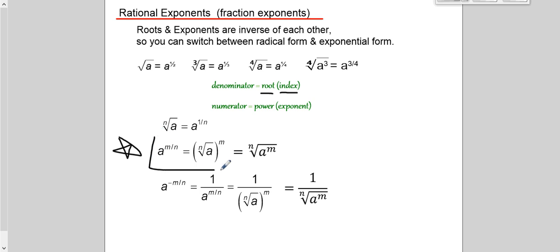This is the one we're going to refer to often, so you want to make sure you have this in your notes so you remember which one goes where. The denominator is your index on your root.